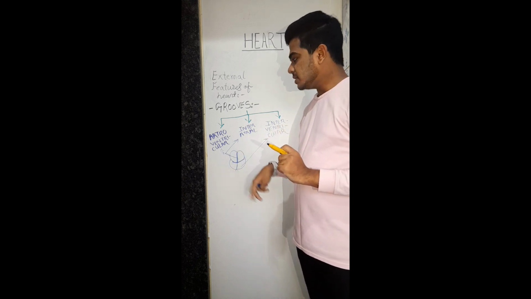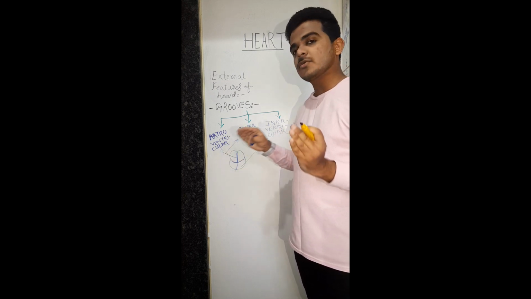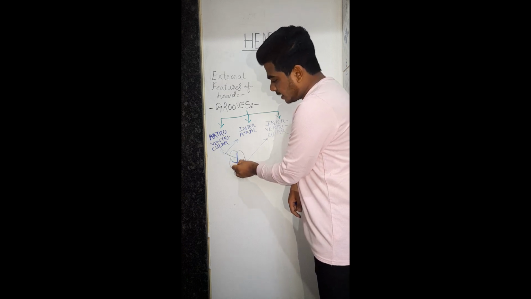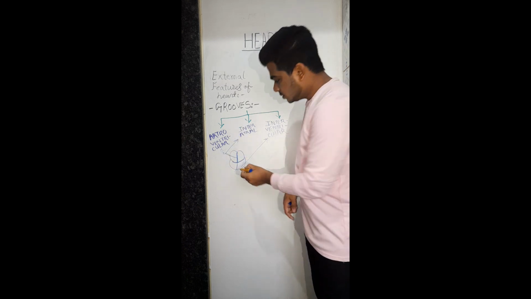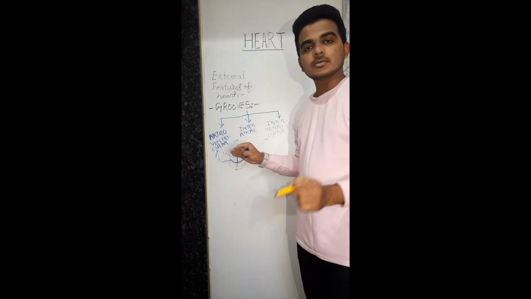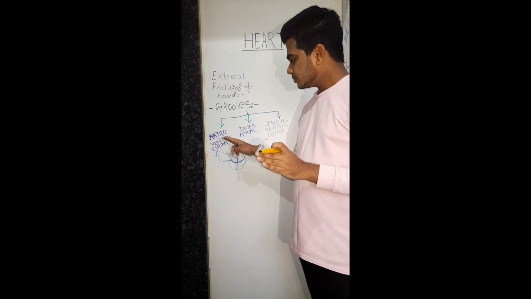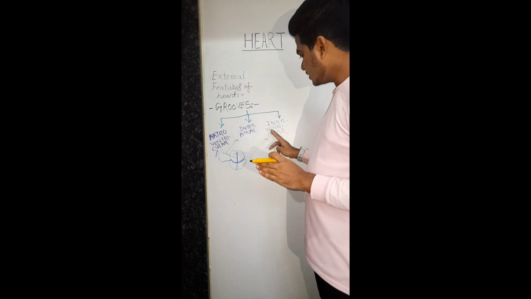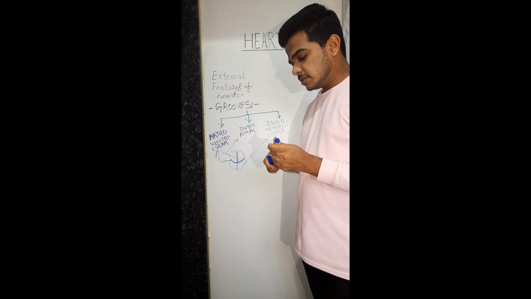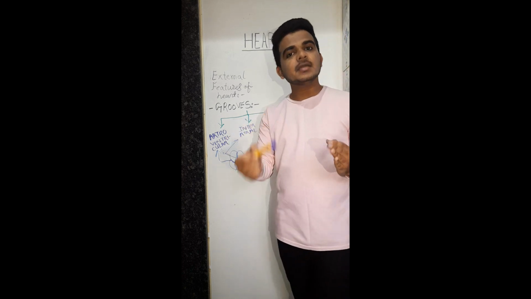Okay, and if you see the atrioventricular groove, atrium for atrium, ventricular for ventricle, between the two upper atria and the two lower ventricles, this groove is known as atrioventricular groove. Okay, so there are three types of groove: interatrial groove, interventricular groove, and atrioventricular groove. Understand?